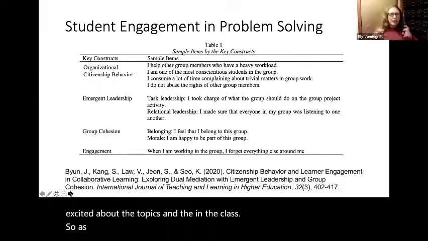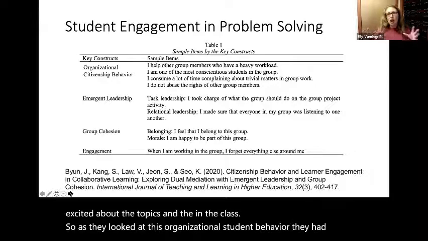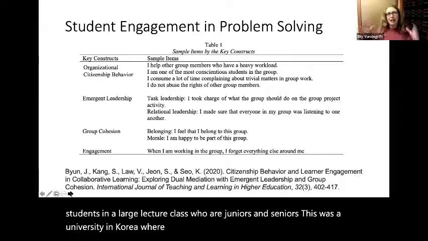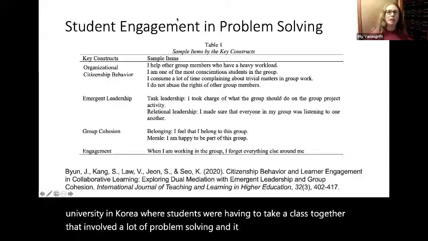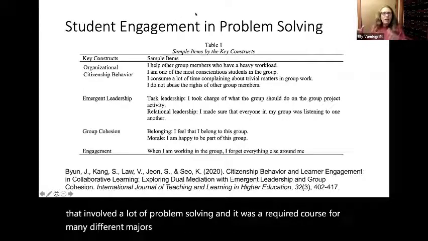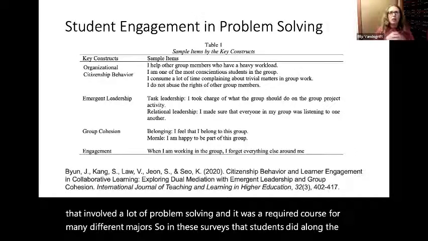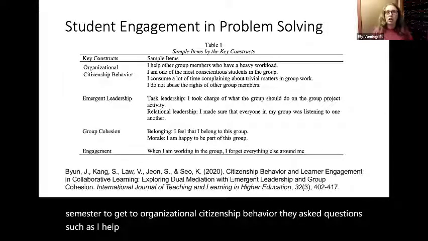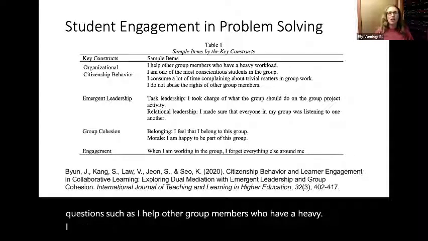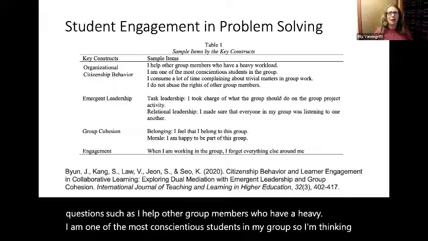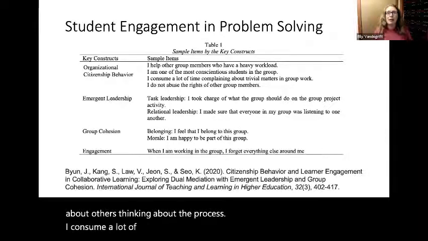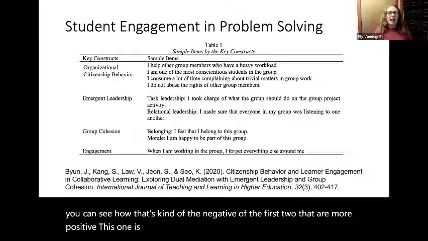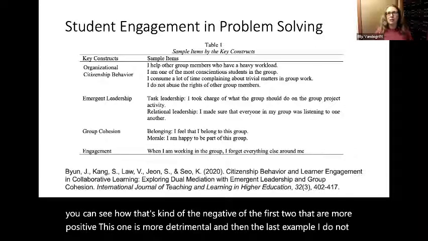So as they looked at this organizational student behavior, they had students in a large lecture class who were juniors and seniors. This was a university in Korea where students were having to take a class together that involved a lot of problem solving, and it was a required course for many different majors. So in these surveys that students did along the semester, to get to organizational citizenship behavior, they asked questions such as, I help other group members who have a heavy workload. I am one of the most conscientious students in my group, so I'm thinking about others, thinking about the process. I consume a lot of time complaining about trivial matters in group work. So you can see how that's kind of the negative, the first 2 that are more positive, this one's more detrimental. And then the last example, I do not abuse the rights of other group members.